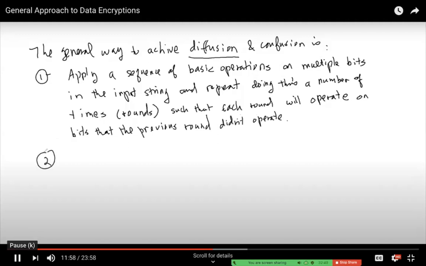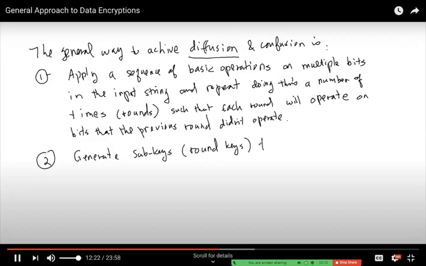And then for confusion, we are going to generate subkeys, also called round keys, from K, such that each subkey will depend on multiple keys in K, and all together.